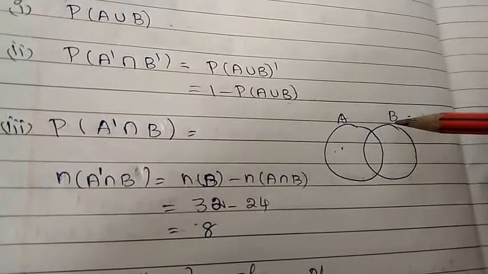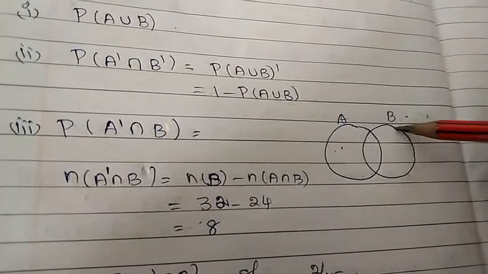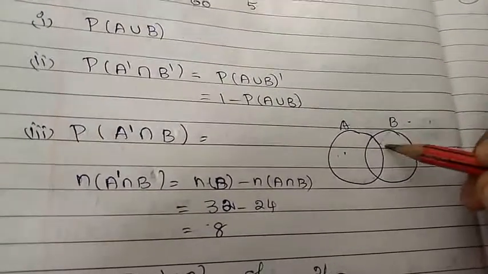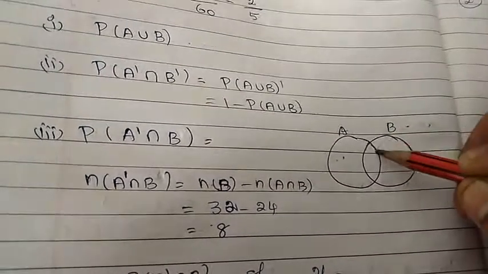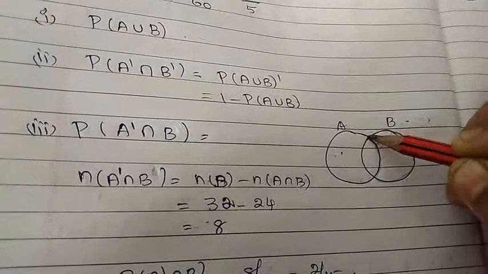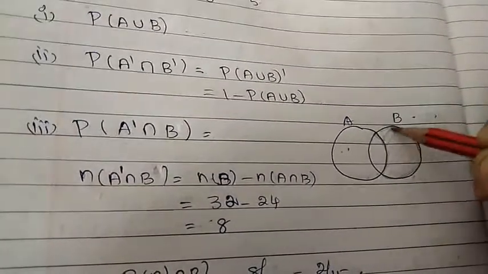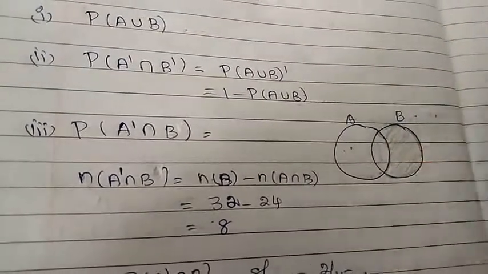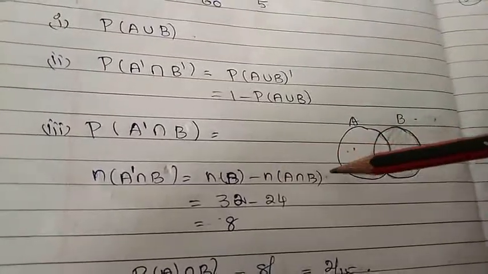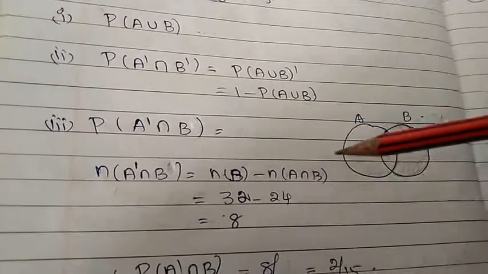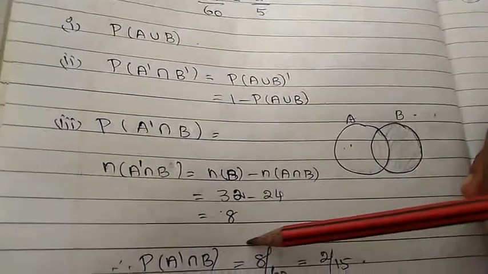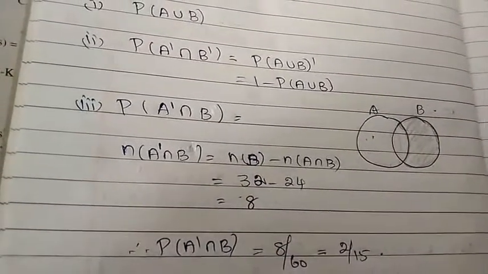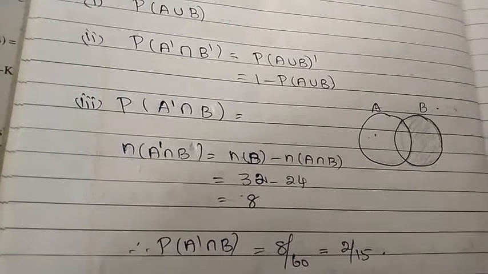A dash intersection B is nothing but N of B minus the intersection. Why? Because the student has opted only NSS. This region is only NSS, and we need to know only this. How will you find this? Full B minus this intersection part. So N of B minus N of A intersection B. N of B is 32 minus N of A intersection B, which is 24. If you subtract, we get 8. Therefore, the probability of this is 8 divided by 60. Right? So like this you have to give the answer for this kind of problems.